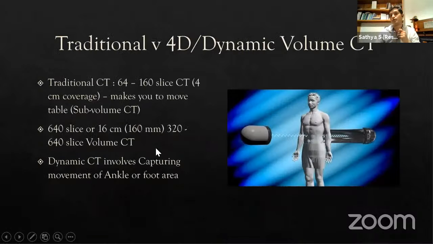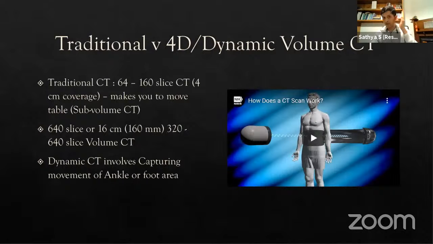So, traditional versus 4D or 4-dimension or dynamic volume CT. The traditional CT involves 64 to 160 slices. Quite a few clinics or imaging places, even in Australia, have these, which cover only a small area. But if you go for a 16 centimeter or 640 slice scanner, you don't need to move the table; the whole CT scanner itself is able to produce the whole result up to 16 centimeter depth.